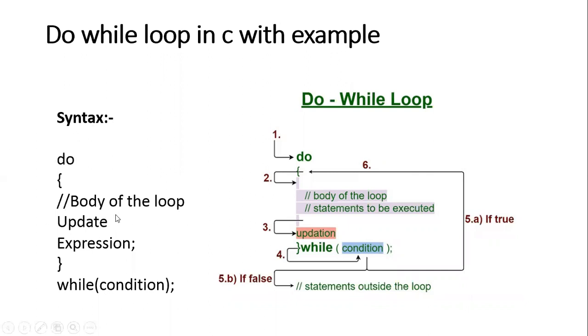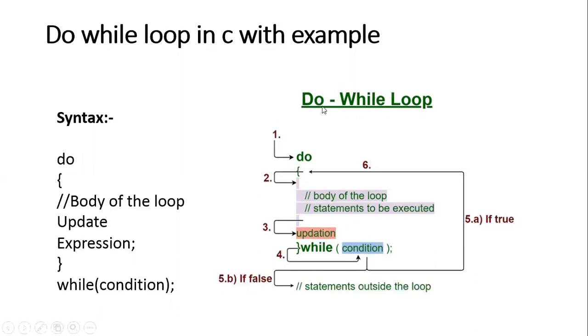The body will be executed after entering into the do. Again you can do the update operation, like an increment or decrement. Again the while condition, you can see this while condition. Here you mention the condition. If the condition is true, again it will come back to the do. Again it will print the body, again update, again check the condition. If the condition is false, it will just come out of the program.